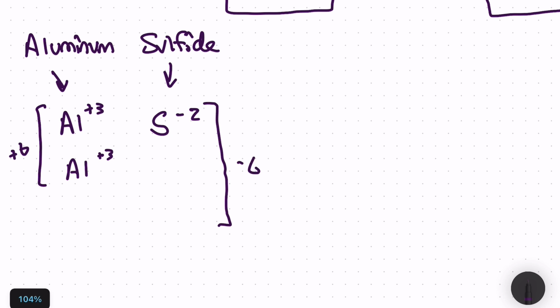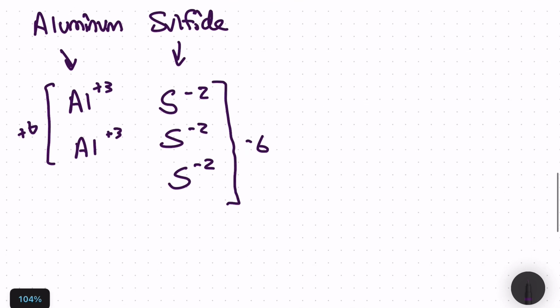We need to get this to -6 now. So let's add another S with a 2 minus. Now we're at -4, and we're going to add another S -2. There you go. Now we have +6 -6. That's going to balance out to be 0, which is exactly what we want. Okay, so we'll move on to step 4.